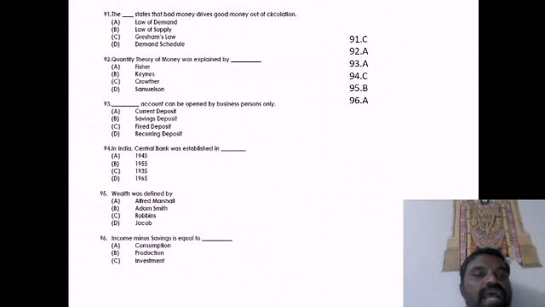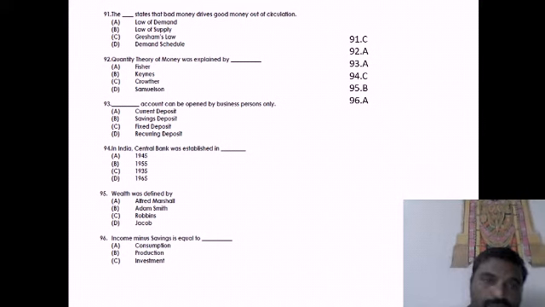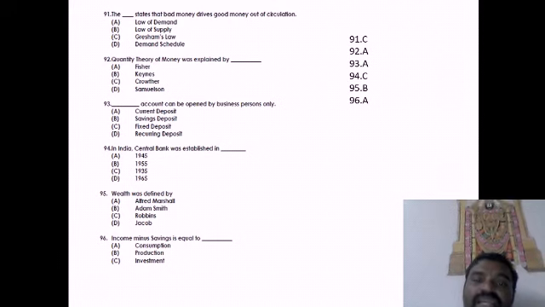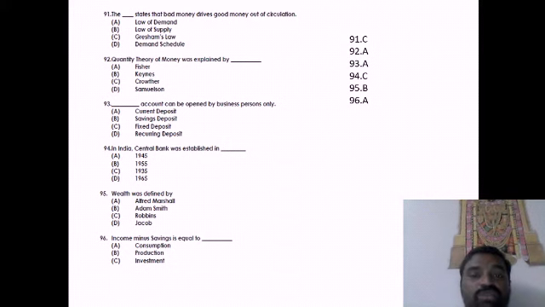Next, the dash states that bad money drives good money out of circulation. That is nothing but Gresham's law, that we have seen earlier also. Quantity theory of money is given by Fisher. Which account can be opened by business persons only? Current deposit accounts can only be opened by business persons. Saving deposit, normal persons also can open. Fixed deposit and recurring deposits are also given to normal persons.